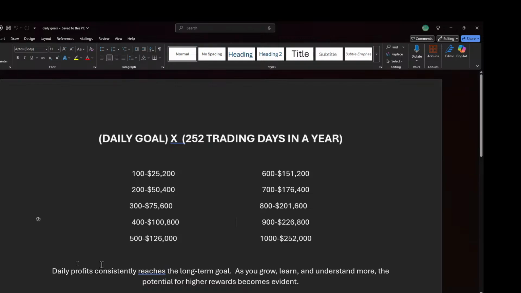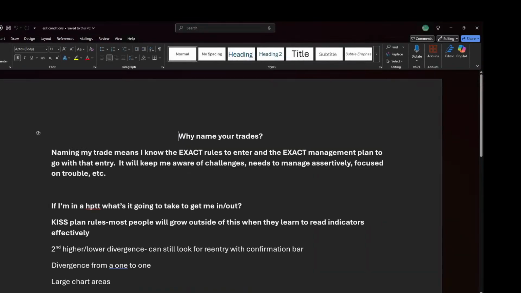You're also going to get the daily goals, reminding you that you don't have to make all the money in a trade, make some of the money consistently. There is also a document called exit conditions, and this is why I say name your trades. If I'm getting into a high probability trend trade, guys, there is a very specific set of rules that get me in, which means that I can identify my advantages going away, which means that's my exit condition. By naming your trade, you're going to be able to manage it more efficiently.